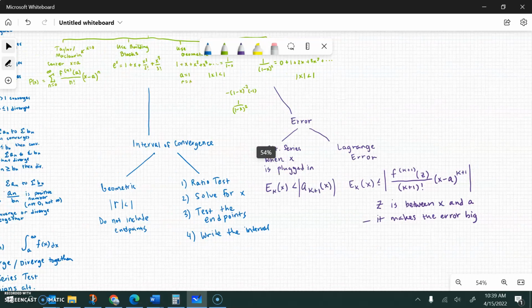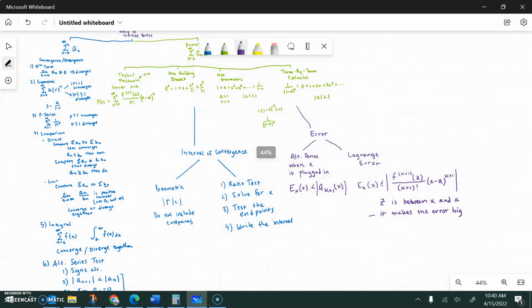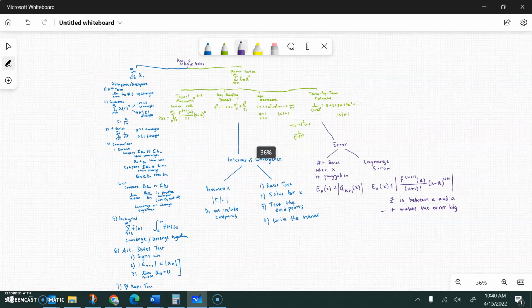So Lagrange error says, okay, it's not alternating, so we have to use Lagrange error. We need to take another derivative. We need to divide by another factorial. We need to raise ourselves to another power. But we're not going to just plug in the center to our other derivative. We're going to choose what value makes that next derivative as big as possible. The reason we do that is because we would like to overestimate the error. We don't want to underestimate the error.